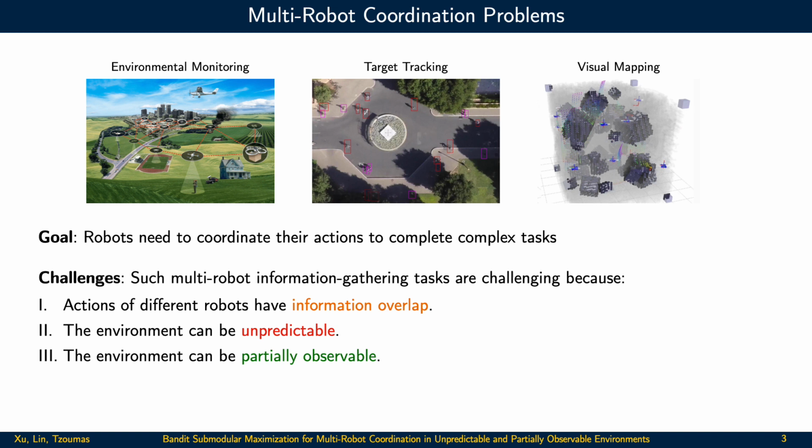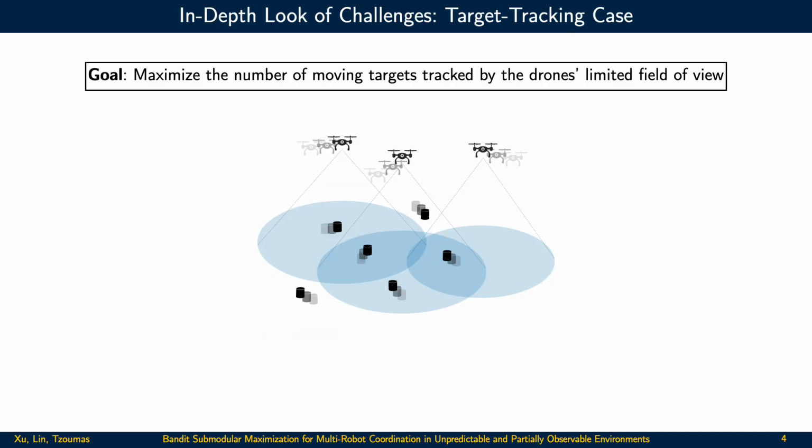The robot's actions can have information overlap, the prediction of the environment can be inaccurate a priori, and the environment may not be fully observable even in hindsight. Let's dive deep into a multi-target tracking scenario, where the drones would like to coordinate their actions to collaboratively cover as many moving targets as possible in their limited field of view.